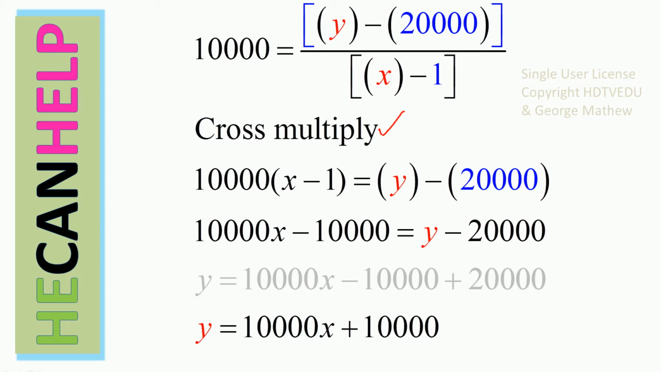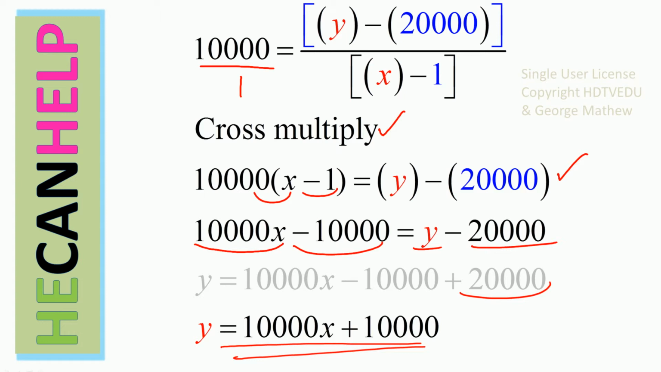10,000 times x minus 1 is equal to y minus 20,000. 10,000 times x is 10,000x. 10,000 times negative 1 is negative 10,000. Y minus 20,000. Add 20,000 to both sides. And what do we get? Negative 10,000 plus 20,000 becomes 10,000. So our y is equal to 10,000x plus 10,000.